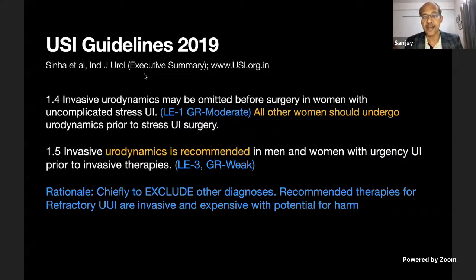And the reason for the USI guideline to recommend this, with a level 3 evidence and a weak grade of recommendation, is primarily to exclude other diagnoses. We feel that botulinum and sacral neuromodulation are both invasive therapies which are expensive with potential for harm. And it's important to exclude other diagnoses which are not uncommon, like voiding dysfunction. So it's not to make a diagnosis, but to exclude a diagnosis. So findings of DO or lack of finding of DO during the test does not make a difference to the outcome of botulinum injection or sacral neuromodulation.